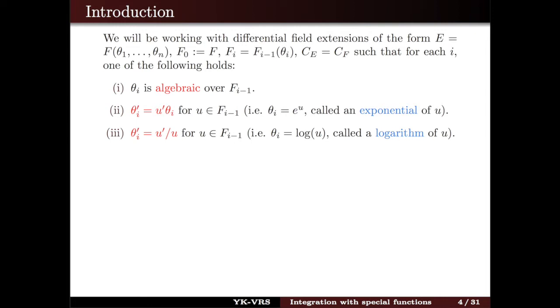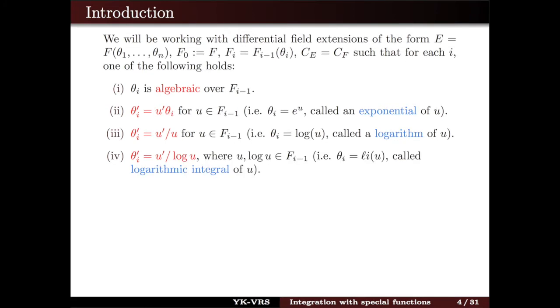Similarly, the other definition, what's called a Liouvillian extension, doesn't pop up in this talk, but there is an obvious difference, which is that there won't be any u prime. Similarly, theta prime equal to u prime over u is not going to be there. It's just theta prime belongs to F_{i-1}. When such a thing happens, you call this a Liouvillian extension. Here, these two definitions actually guarantee that theta i is an exponential of some element. Similarly, theta i is a logarithm of some element.